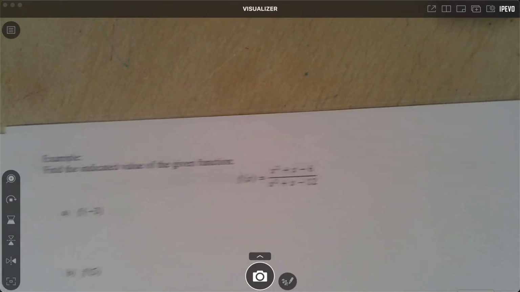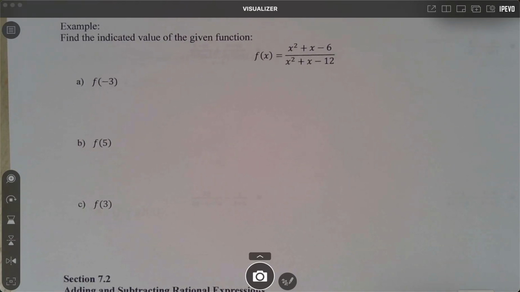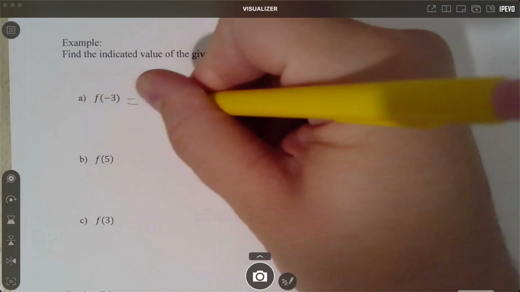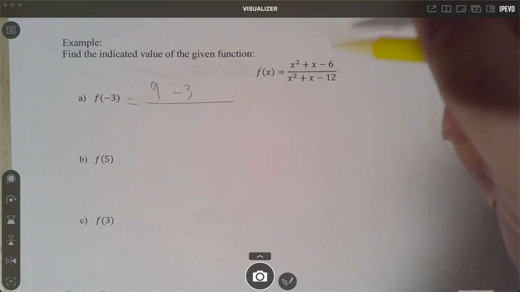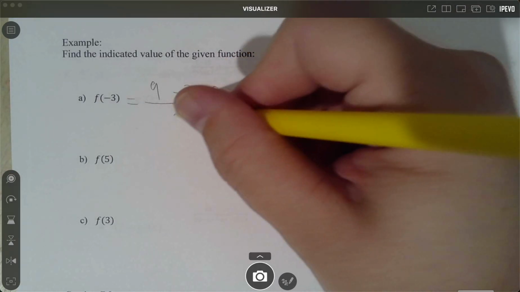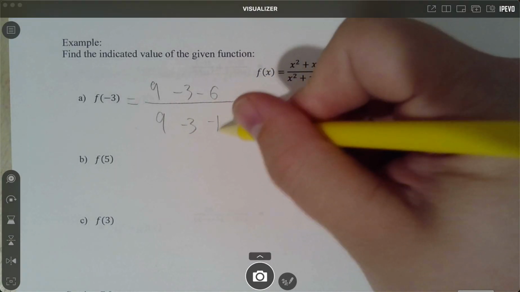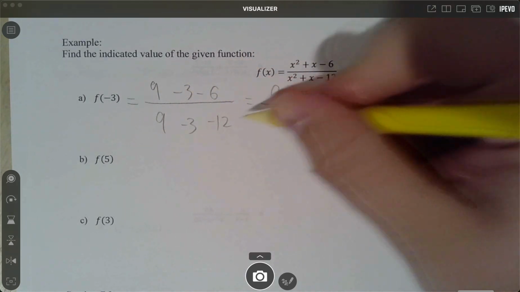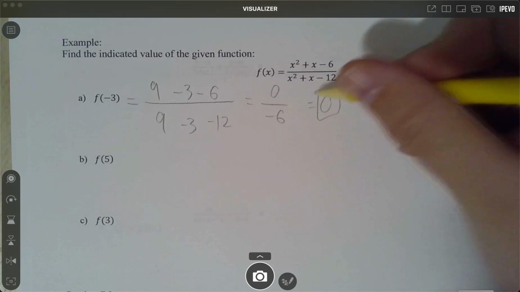Awesome. All right, up next, just some quick evaluating of these. You can do this either way you want, but honestly, we'll just plug it in directly and see what happens. I am going to simplify as I go here, though. Negative 3 squared is positive 9. Then negative 3 substituted is negative 3, and then there's negative 6 on the bottom. On the bottom, negative 3 squared is still positive 9. Negative 3 just plugged in as negative 3, and then that's negative 12. So 9 minus 3 minus 6 is 0, over 9 minus 3 minus 12, which is negative 6. So really that's still just 0.